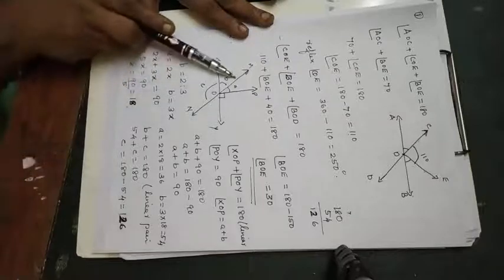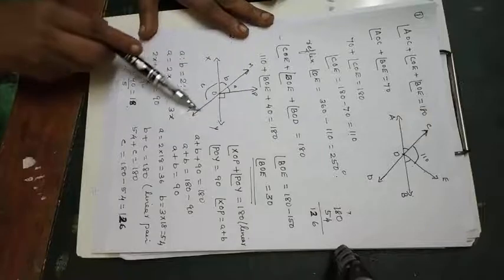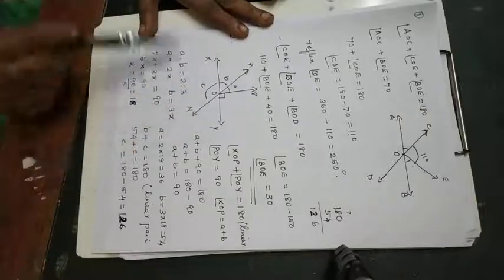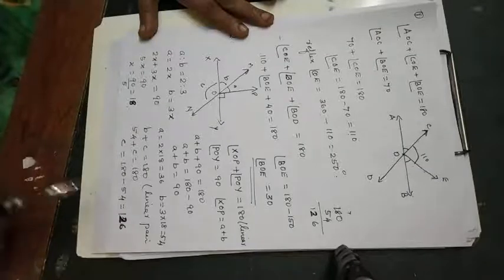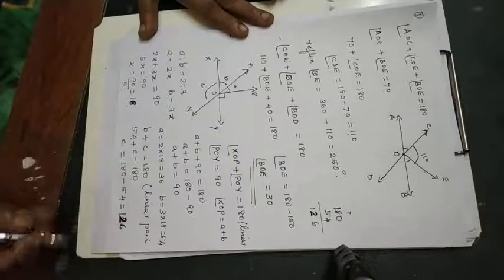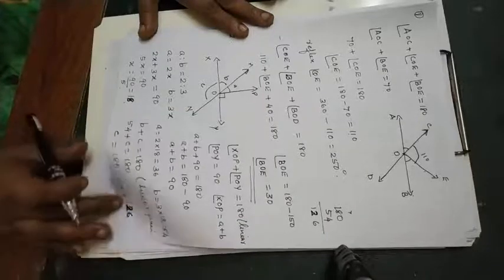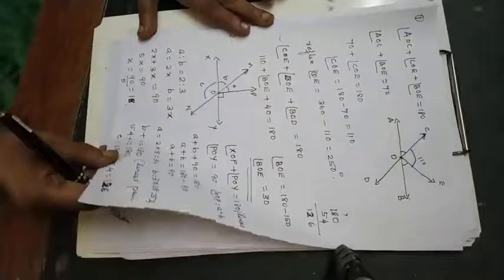But we know that B plus C is equal to 180, linear pair. MN is a line. Now the line XY is cutting. So B plus C will be 180. 54 plus C is equal to 180, or C is equal to 180 minus 54, that is equal to 126 you are getting. Now let us discuss the third one.